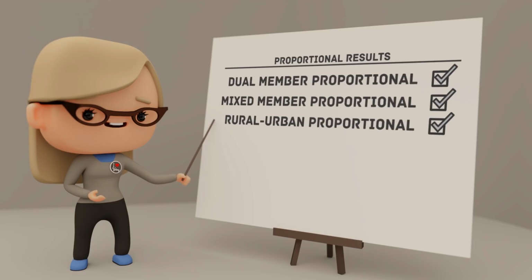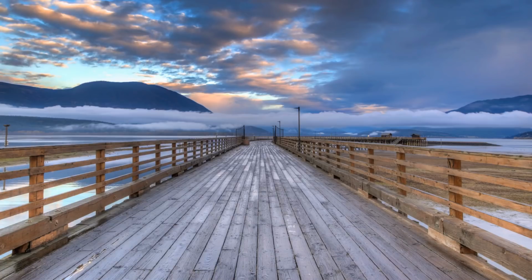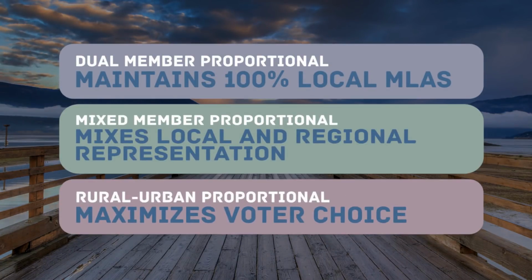So those are the proportional voting systems. They all deliver proportional election results. They all provide effective representation. All three proportional systems have a distinguishing feature that you can use to rank them on your referendum ballot. It's not often citizens get to choose how their democracy evolves, but this is one of those occasions.